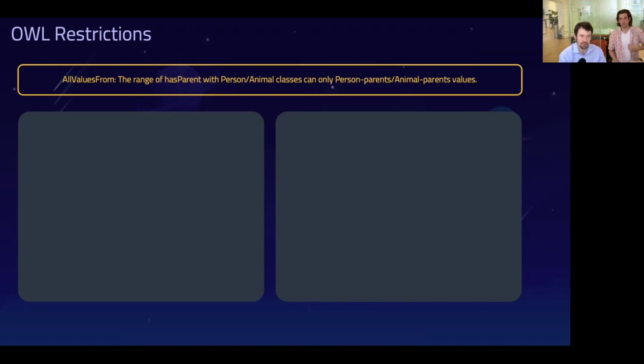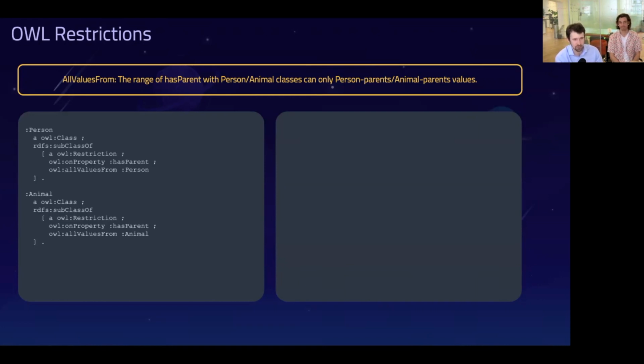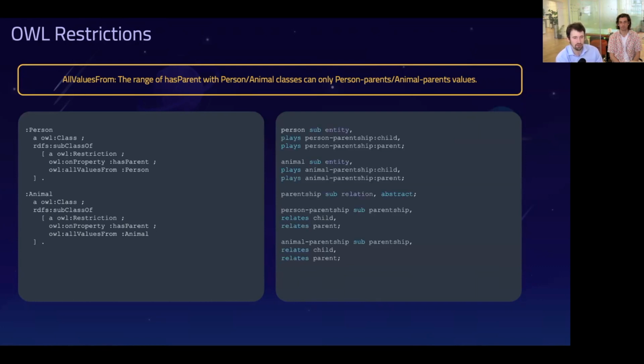Let's say we're looking at this restriction called allValuesFrom, where we want to say that the range of hasParents, with a person or animal class, can only have person parents or animal parents as values. Because even though Daniel considers himself to be the father of his dog, he's actually not the biological father. Oh, unfortunately. So this restriction would look like this in Turtle serialization.